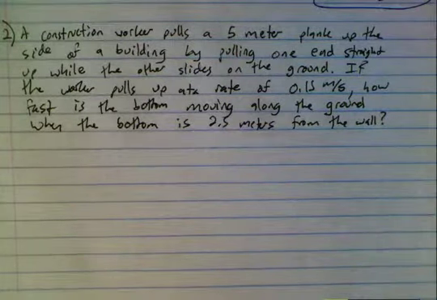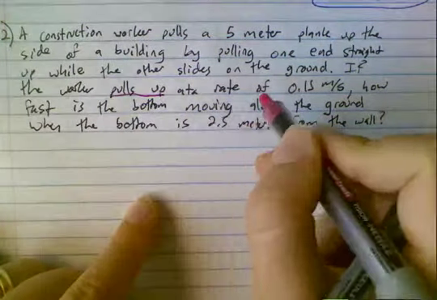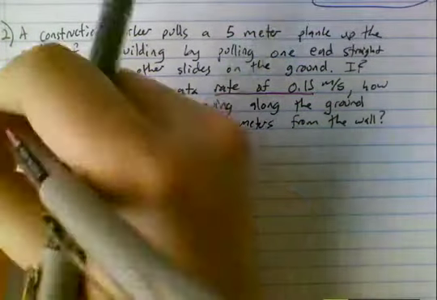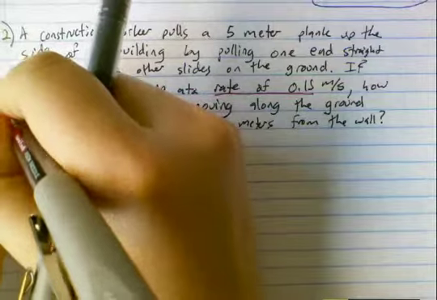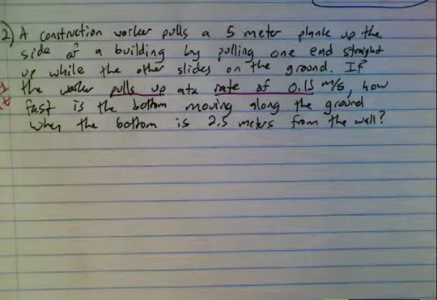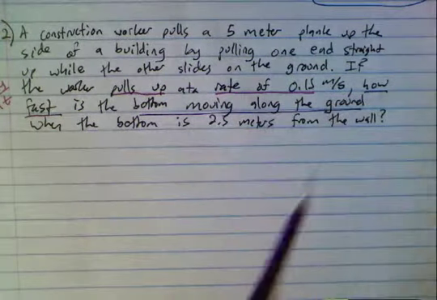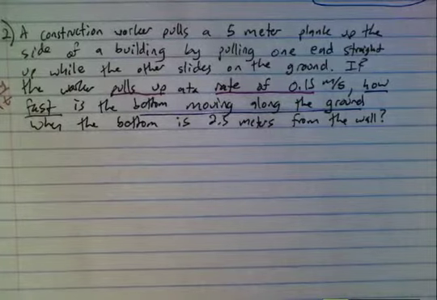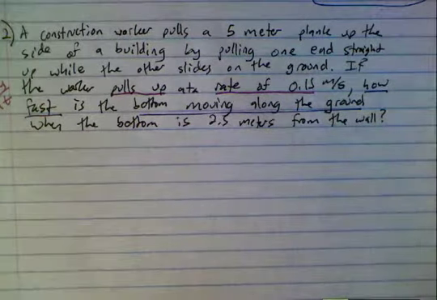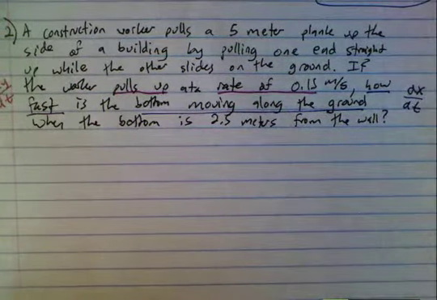Okay, our first thing is going to be to find our rates. Worker pulls up at a rate of, so up, that's the y direction. How fast, that's another rate, is the bottom moving along the ground? So moving along the ground, that's moving this way. That's in the x direction, so this is dx dt.